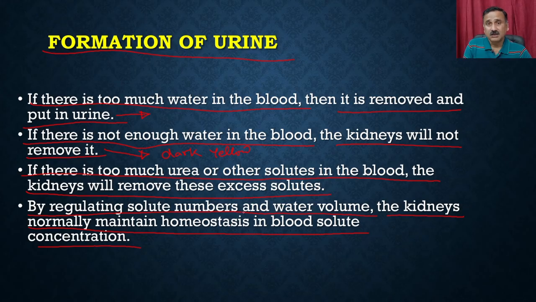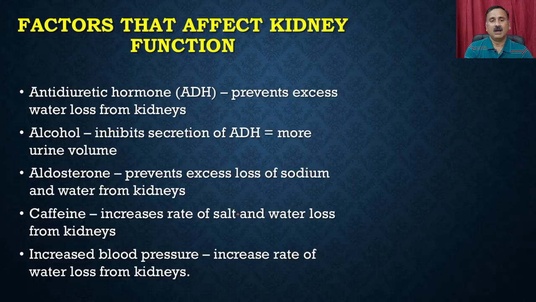Now, since the kidney is doing so many important functions, the kidney's function can also be affected by many types of molecules. One of the hormones is the ADH hormone, called antidiuretic hormone, which affects the function of the kidney and prevents excess water loss from the kidney, which means it enhances reabsorption. Similarly, when we have alcohol, alcohol inhibits the secretion of ADH. If there is an inhibition of ADH, there will be more loss of water, and that increases the volume of urine.